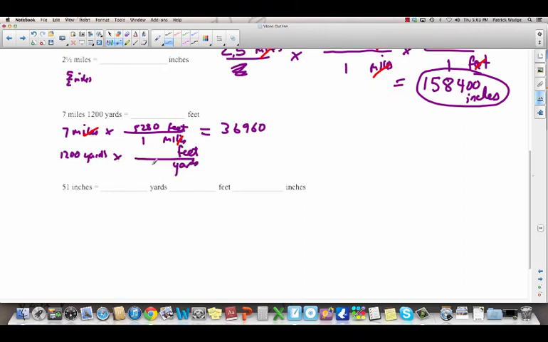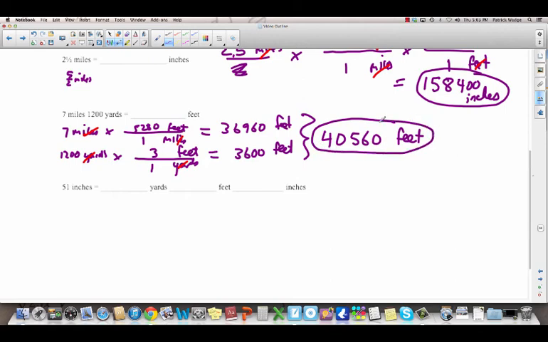And then 1,200 yards, we want to get rid of the yards and switch that into feet. And we know that 1 yard is 3 feet. Goodbye yards, left with feet, which is great. If you multiply that, you get 3,600 feet. So this is feet, this is feet. What do you do with both of those? You add them together. And if you add those together, you're going to get 40,560 feet. That's your final answer.